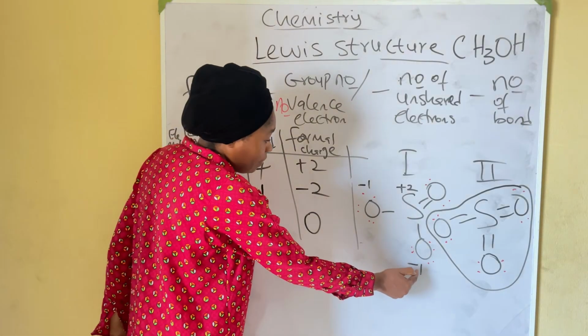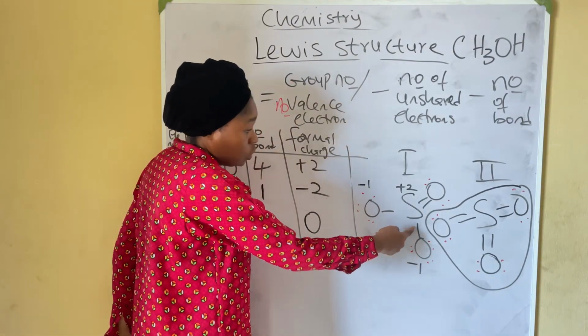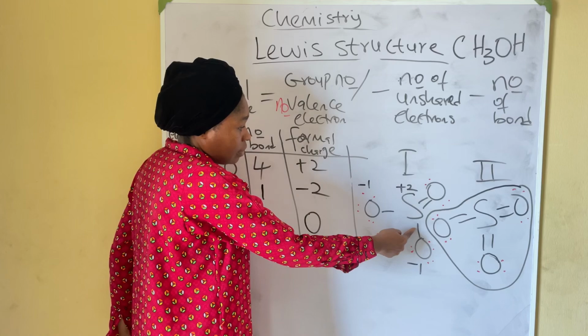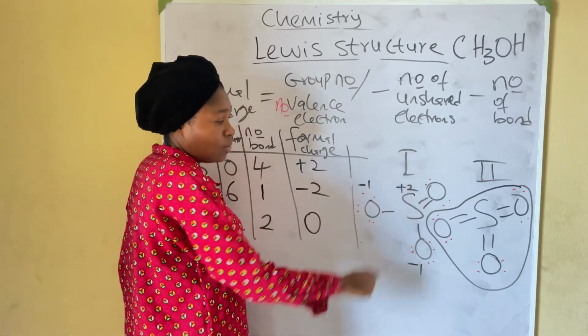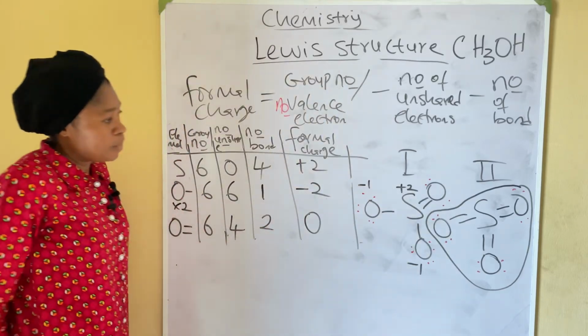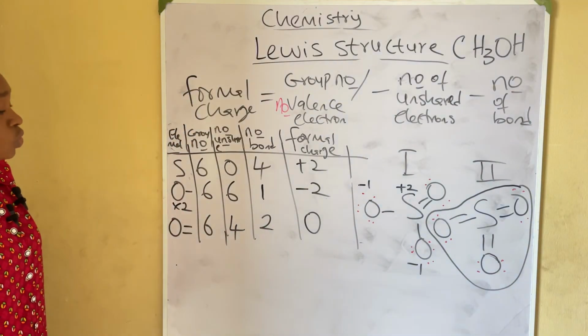If I push another double bond inside here, push this one. This double bond, this one will no longer have any formal charge. It will be what? 0. Okay, let's look at this one. Let's look at structure 2.